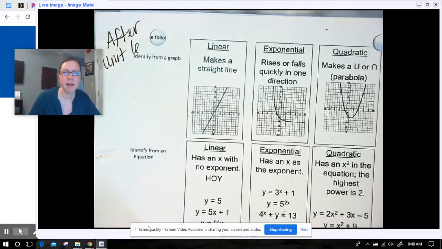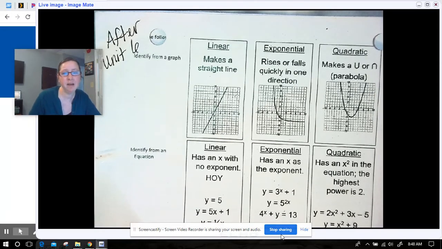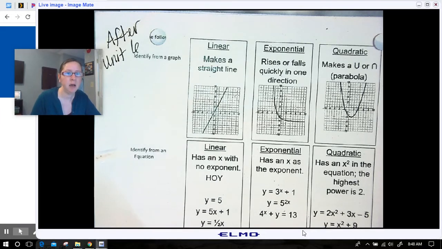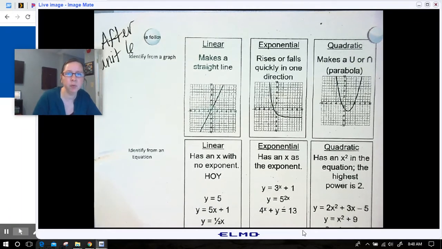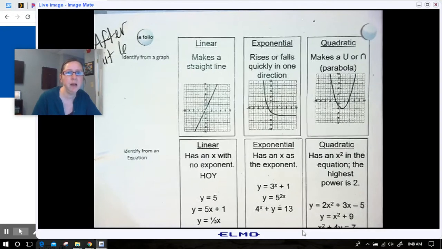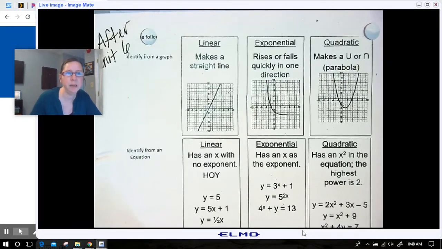Hey guys, today we are going to do kind of a standalone lesson. This comes after our unit on quadratics, so it's after unit 6, but it's going to tie together our 3 different units on linear functions, exponential functions, and then quadratics that we just completed.